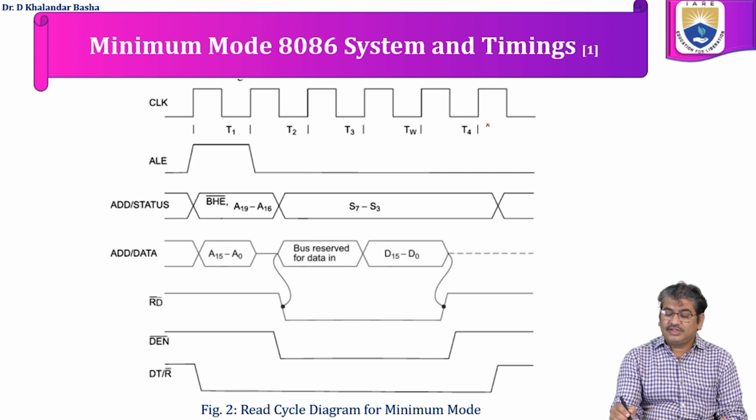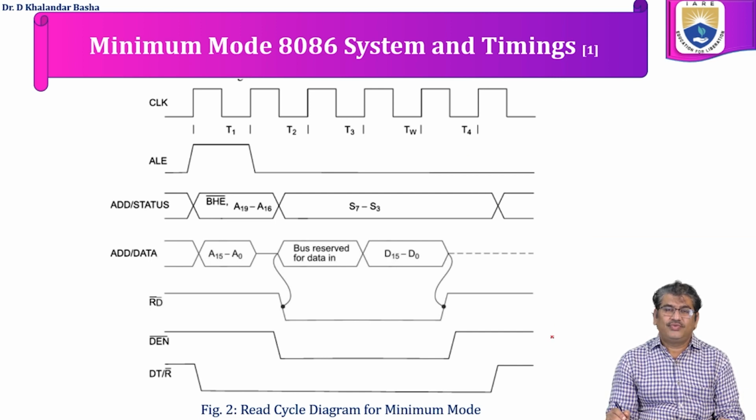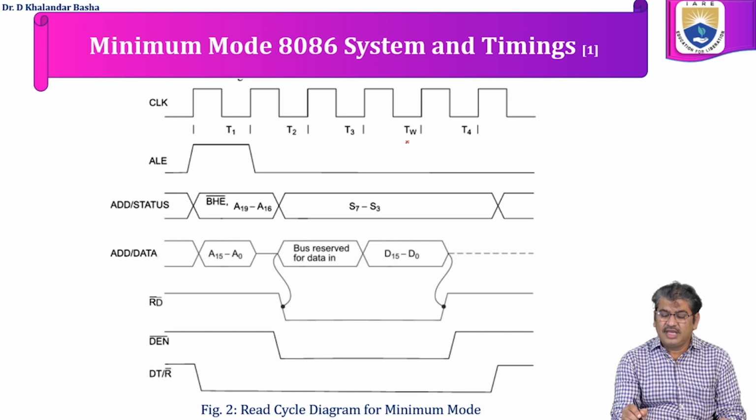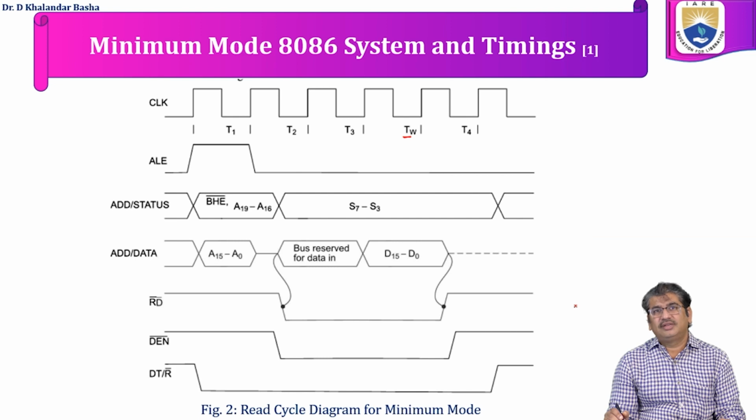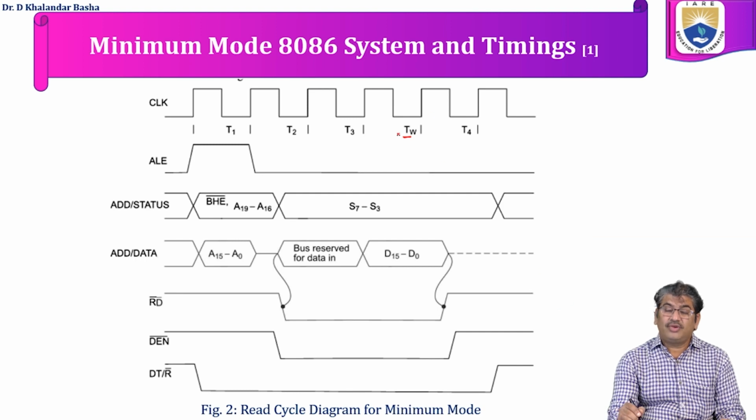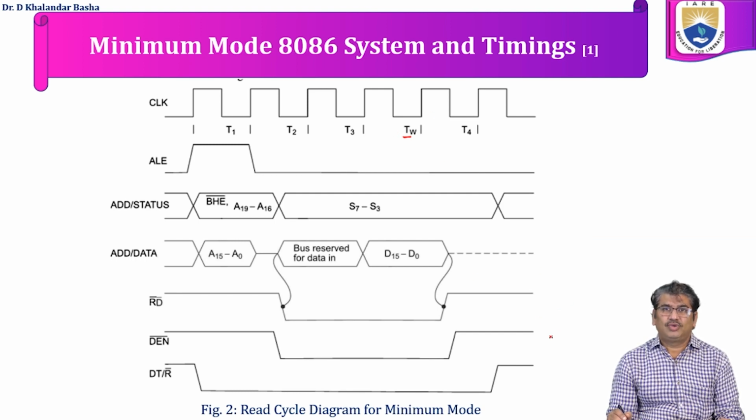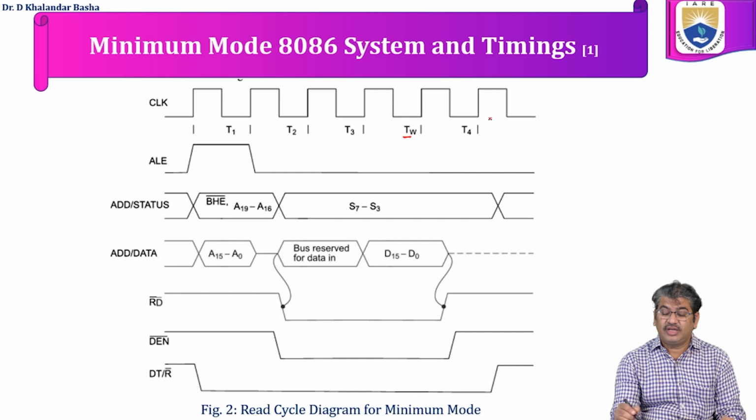Figure 2 shows the read cycle of 8086 minimum mode. Here we are taking 4 clock pulses. One machine cycle consists of 4 clock pulses. If the IO device or memory takes more time than the 4 clock pulses, then wait clock pulses will be inserted between T3 and T4. The number of wait clock pulses depends upon how much time is required for responding from slow response devices. So the number of wait clock pulses can be multiple, but always they will be inserted between T3 and T4.